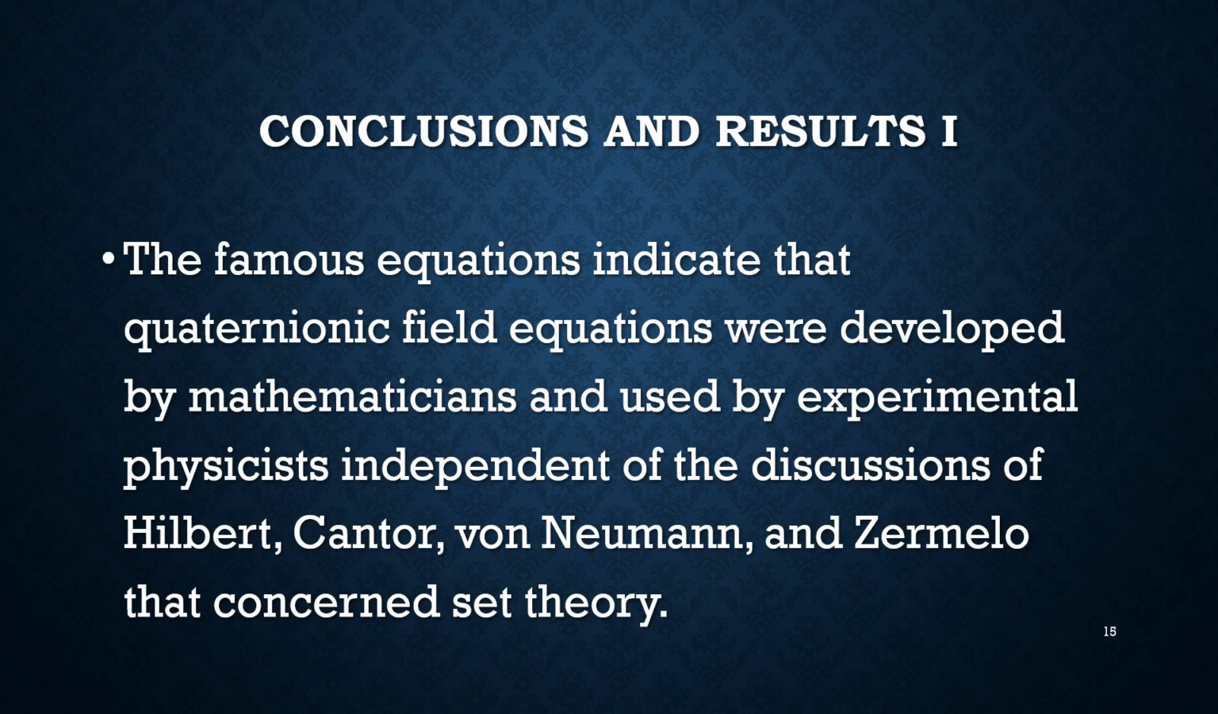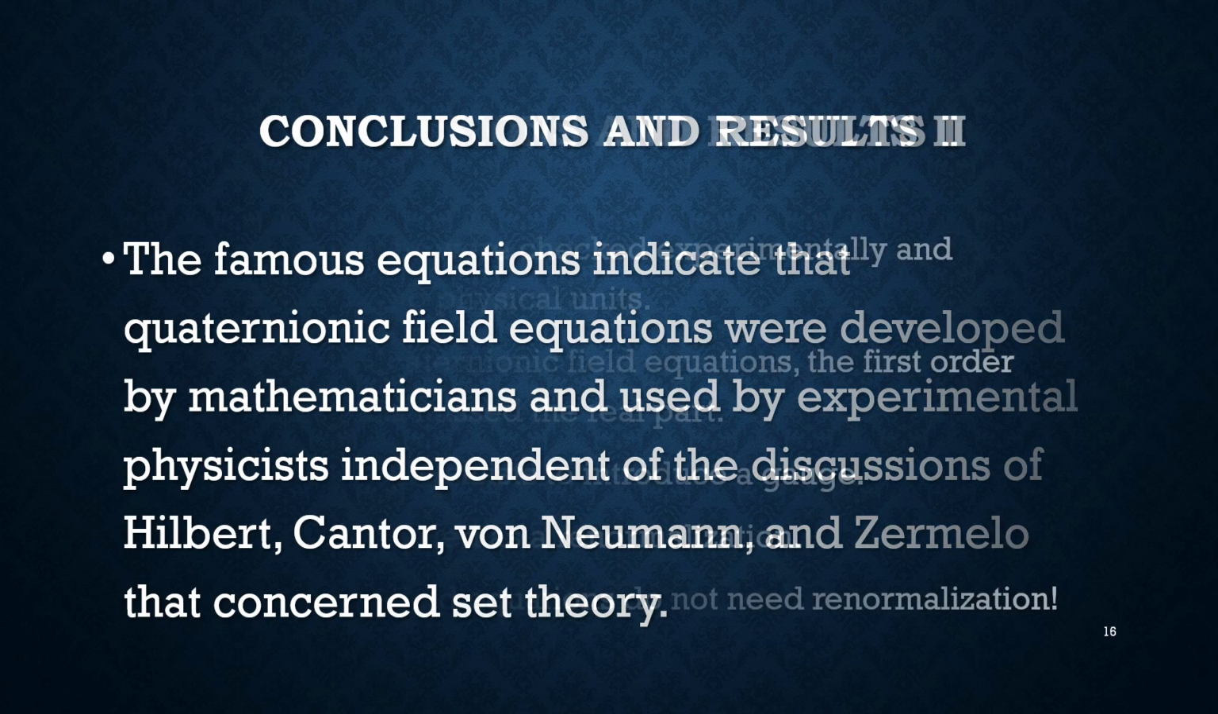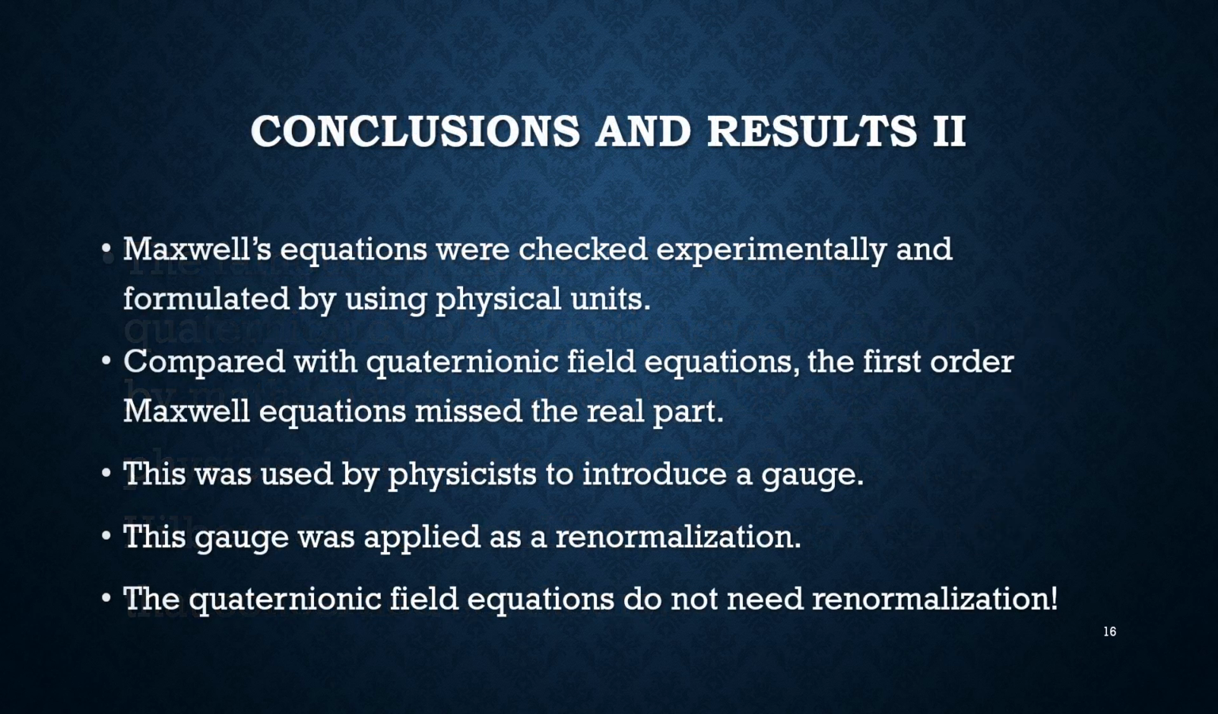The famous equations indicate that quaternionic field equations were developed by mathematicians and used by experimental physicists independent of the discussions of Hilbert, Cantor, von Neumann, and Zermelo that concerned set theory. Maxwell's equations were checked experimentally and formulated by using physical units. Compared with quaternionic field equations, the first-order Maxwell equations missed the real part. This was used by physicists to introduce a gauge. This gauge was applied as a renormalization. The quaternionic field equations do not need renormalization.